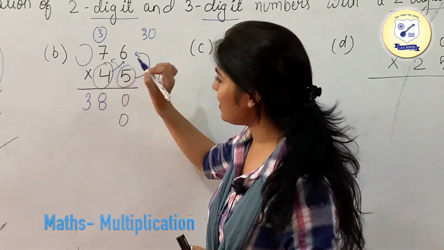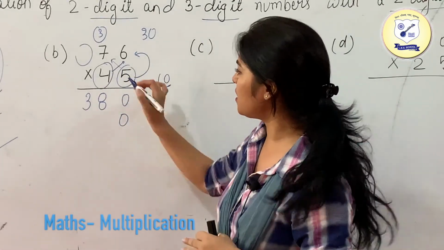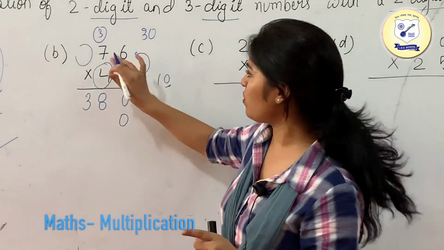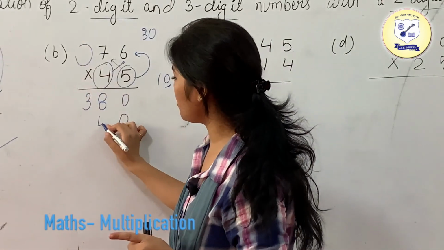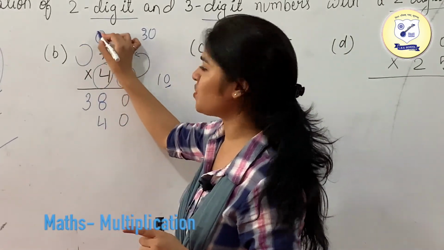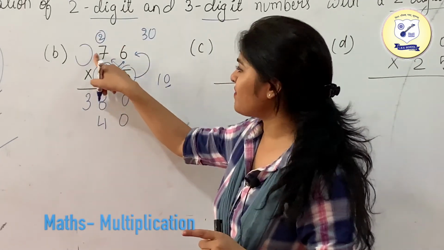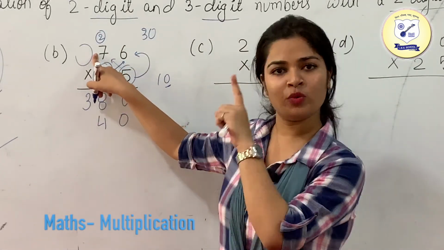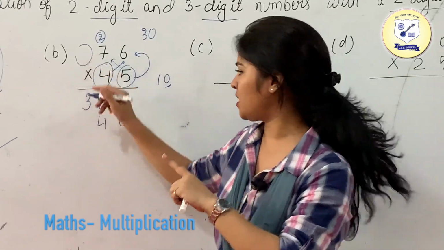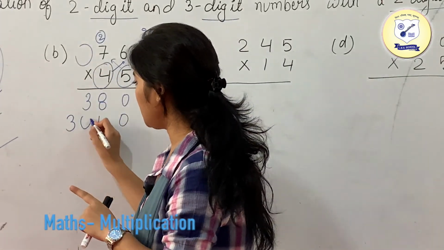Now multiply in the ordinary manner which we were doing earlier. 4 6s are 24. So now write 4 in your answer and put 2 as your carry. 4 7s are 28. 28 plus 2, which was your carry, is 30. So just write down 30 in your answer.